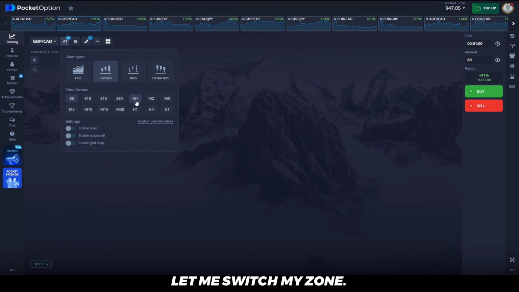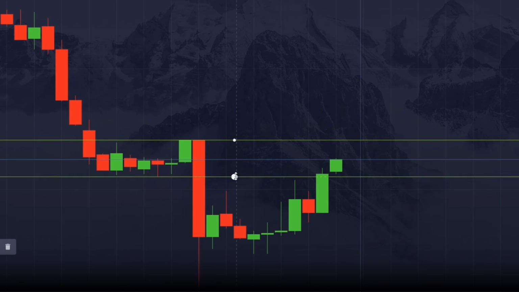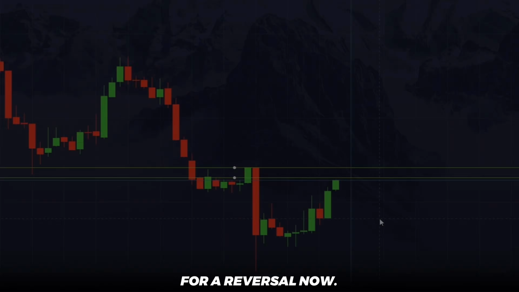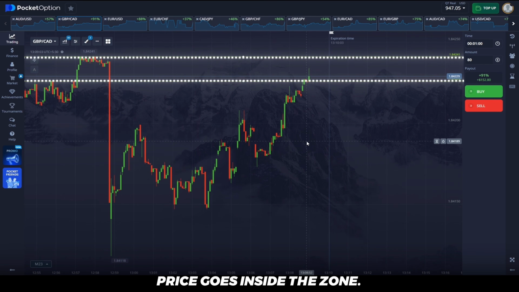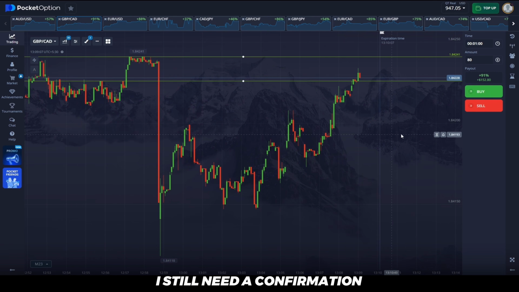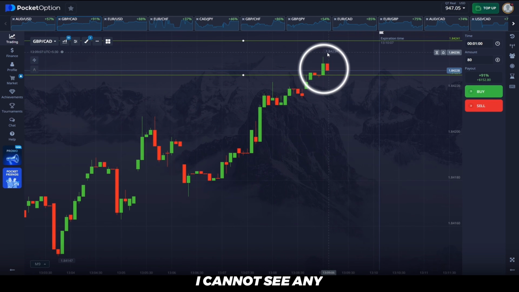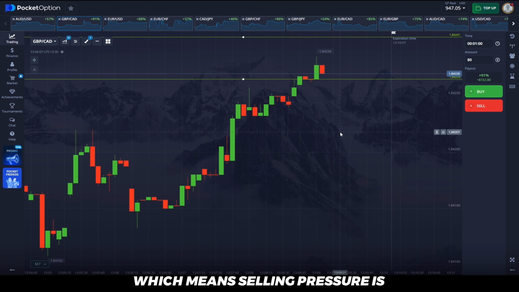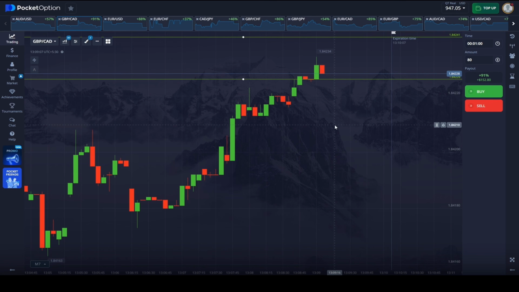Okay, let me switch my zone. Let's use this zone for a reversal now. This whole zone is important. Price goes inside the zone. I still need a confirmation to place a trade. I cannot see any strong candlestick confirmation. The confirmations are weak, which means selling pressure is not that strong here. I will only place my trade when I see that sellers are winning over the buyers.